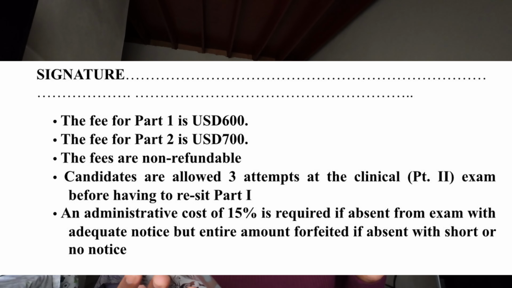And then at the bottom, they have a little note saying that the fee of part 1 is USD $600, okay? And part 2 is $700 US. Candidates are allowed 3 attempts at the clinical part 2 exam before having to resit part 1. So say you do part 1 and you pass it, and you attempt part 2 twice, you're going to only have 1 more shot at that part 2 exam before they tell you to start over from part 1. A lot of people don't know that, but you only have 3 tries at part 2.